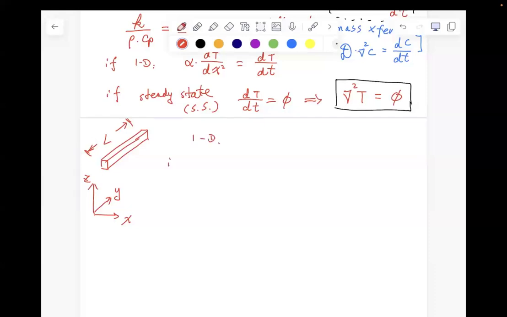So if this is at steady state, then the equation to describe the temperature along this bar is this equation. The second derivative of temperature with respect to Y equals 0. Because at a steady state, that's why it's 0.